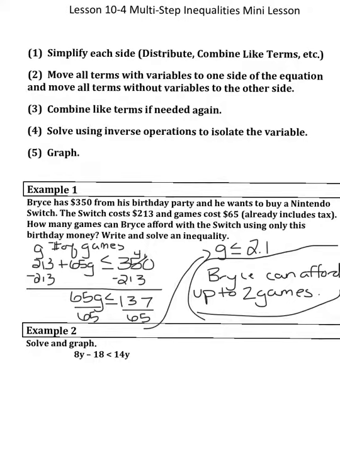Here we have an inequality. It says solve and graph. Notice there are variables on both sides. I look at each side first. Is there anything I can simplify on each side? No. Then you're on step number 2.